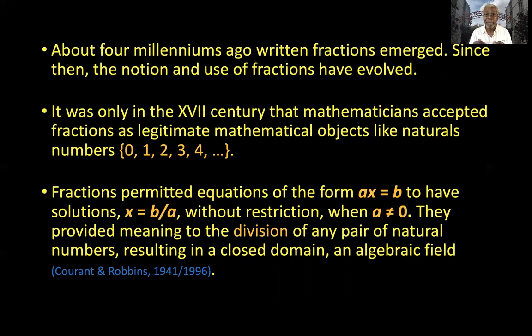But it took mathematicians centuries to accept fractions as legitimate mathematical objects. Eventually, it was understood that fractions could allow equations of the form ax equals b to have solutions, where a is not equal to 0, and that this would provide meaning for the division of any two natural numbers, and that it resulted in a closed algebraic system called an algebraic field.